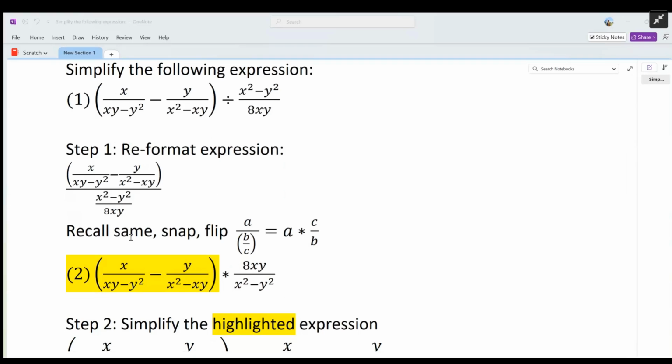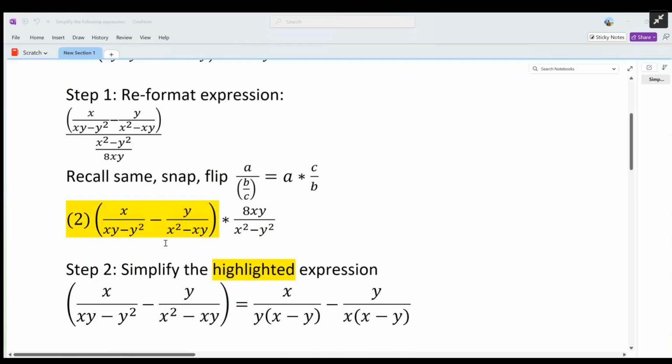we called it the same snap flip rule. I'm sure it's something else now, but essentially what it's saying is if you have a fraction where a over b over c, you can rewrite that where a is whatever it is, left the same. The division or the fraction sign is turned into a multiplication sign, and then the fraction underneath is flipped. So instead of b over c, it's now c over b. So doing that, you end up with equation number 2.